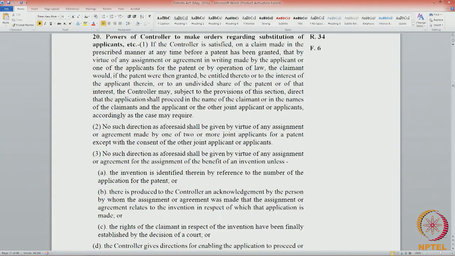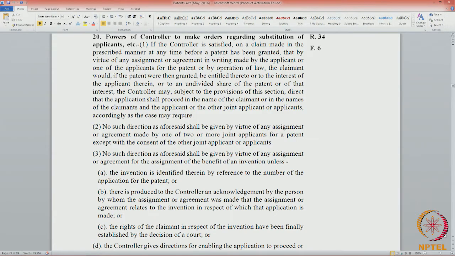because the patentee, we call him a patentee when the patent is granted, we do not call him an applicant. We refer to the person as an applicant up until the time of the grant. After the grant, he is called a patentee or the patent holder. So, to substitute the name of a patentee, this is not the provision. You need to bear that in mind, because this provision applies before the patent has been granted, that by virtue of an assignment or agreement in writing.